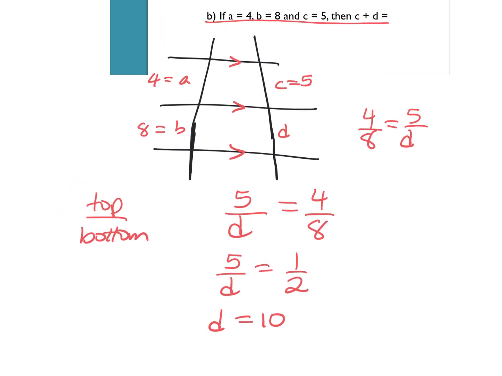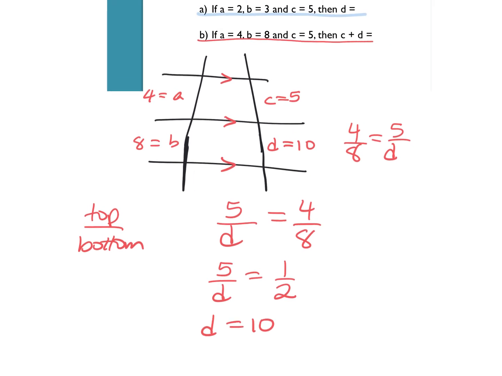But the question did not ask for just D. The question asked for C plus D. So I already knew C from the beginning. So once I found D, I can add 5 plus 10, and C plus D is 15.